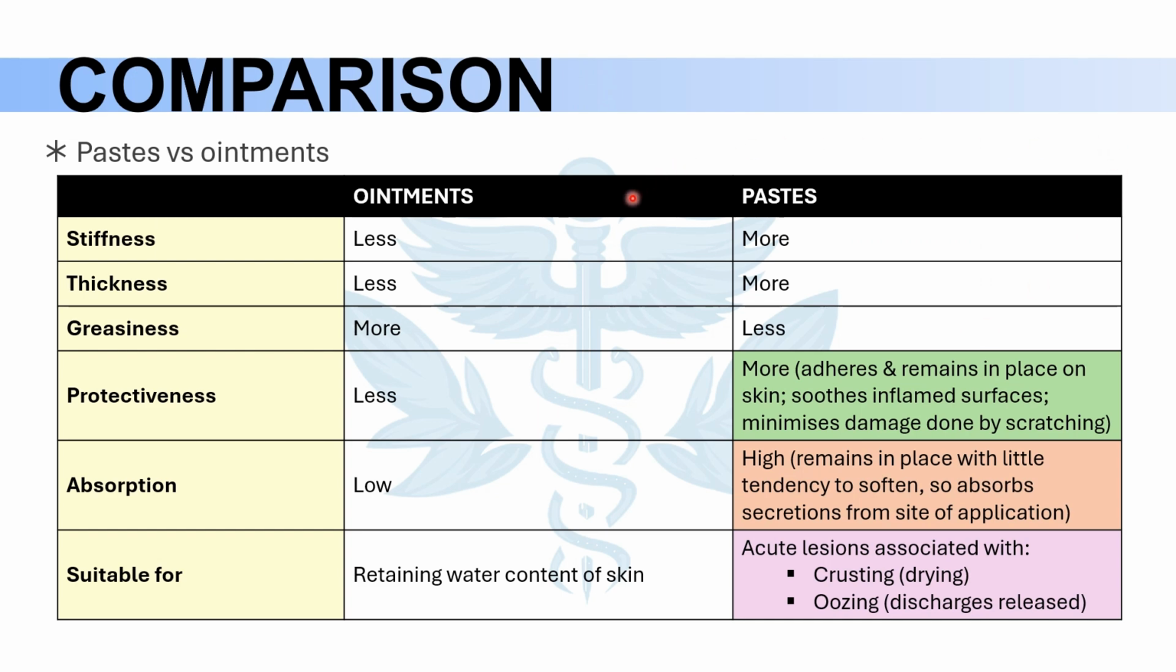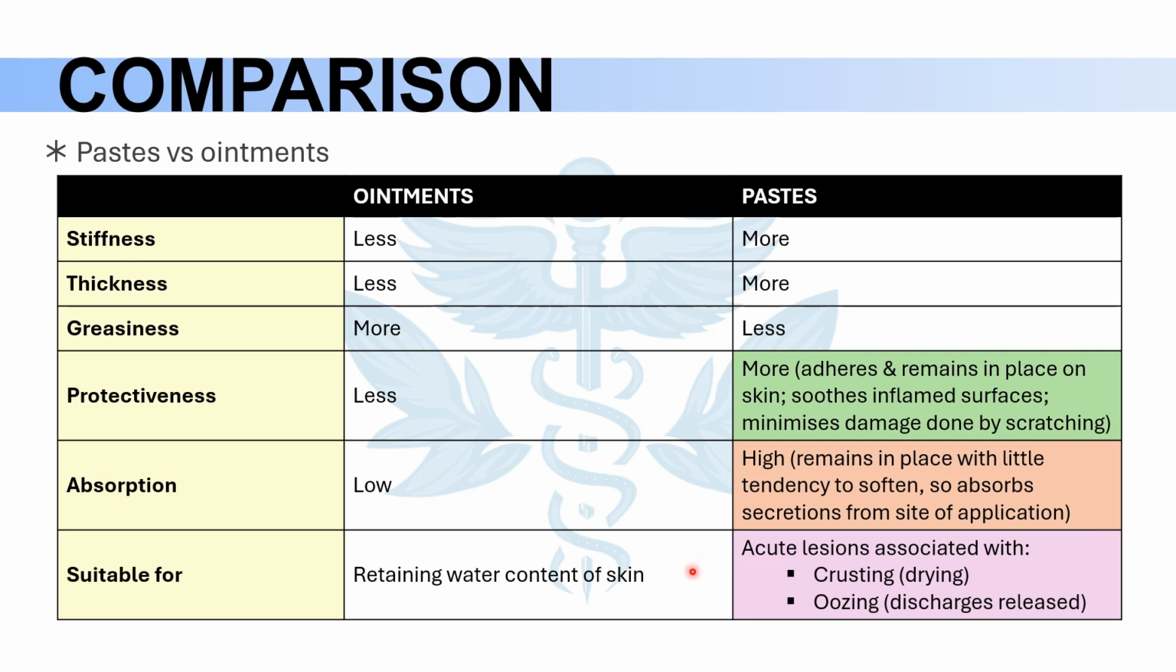If we were to compare ointments and pastes, then we can establish a table of comparison like this. Pastes are more stiff, more thick, and less greasy than ointments. They have a greater protective power as they adhere and remain in place on the skin. They soothe inflamed surfaces and they minimize damage done by scratching. They also have a high absorptive power as they remain in place with little tendency to soften, and actually, when we apply paste to the skin, they stiffen over time, so they absorb secretions from the site of application.